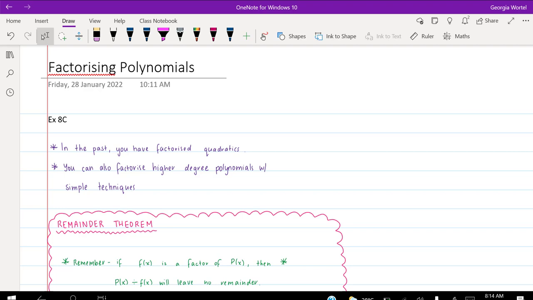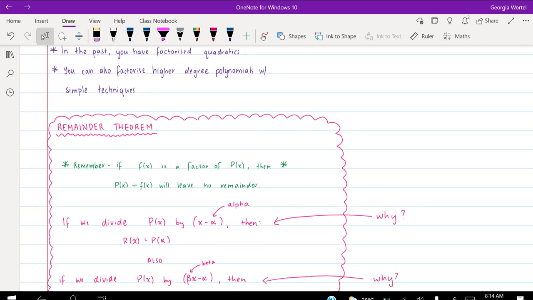There are two theorems we're going to look at today. The first one's the remainder theorem and the other one is the factor theorem. We'll probably use the factor theorem a little bit more, but we'll go over the remainder theorem first. Before we do that, remember this little note just here. We spoke about this last lesson and the lesson before.